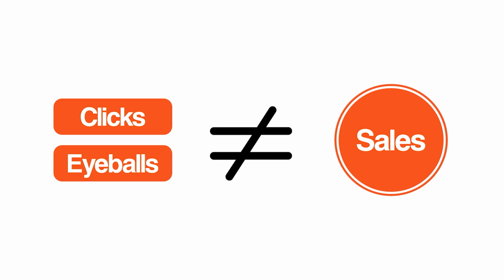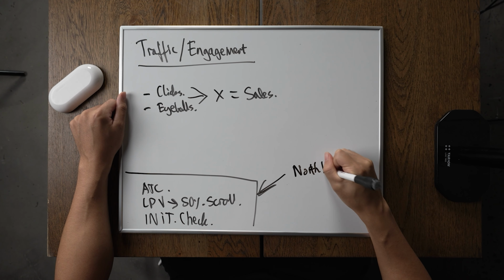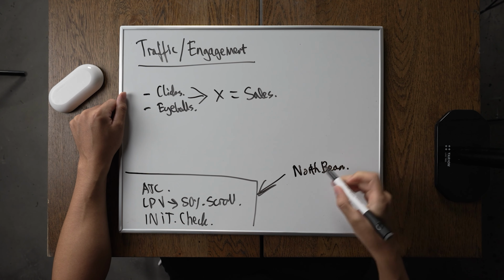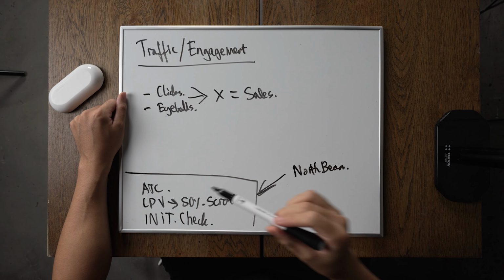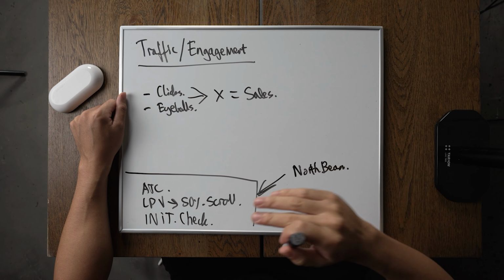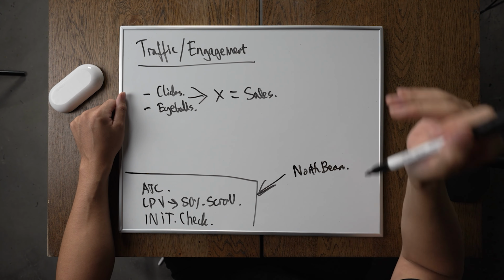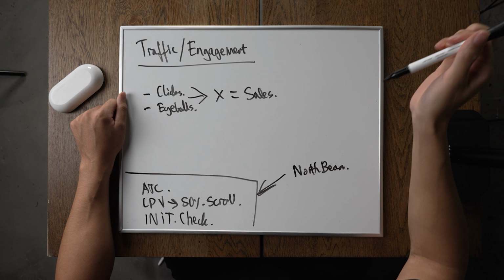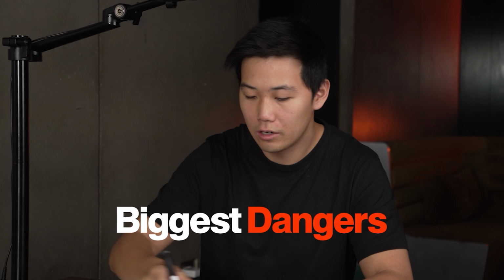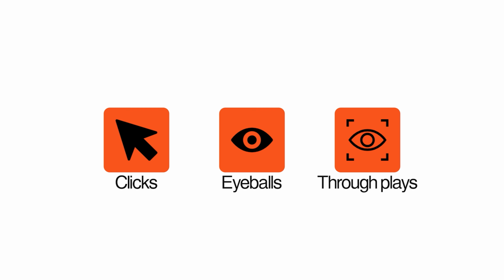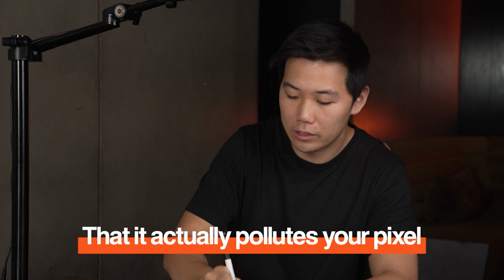To properly measure this though, you should be using an incrementality tool, something like a Northbeam, to understand, are these actually driving net new reach to expand that ceiling on your already maxed out e-commerce advertising inventory? Or are they just bringing in junk traffic that's polluting your pixel? One of the biggest dangers of running clicks, eyeballs, through plays, whatever it is for a traffic or engagement campaign is that it actually pollutes your pixel.